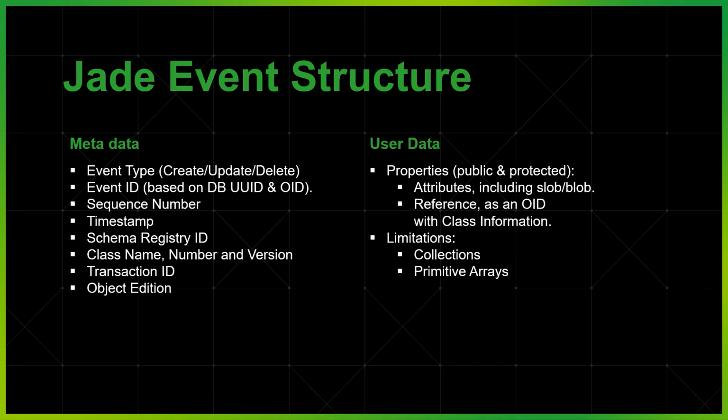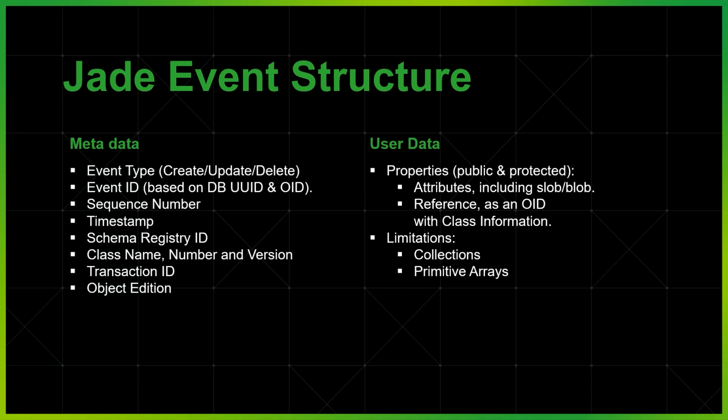A schema registry ID. This is a unique ID for the data contract stored in the schema registry. It is different for each version of the class. A class name, number, and version. A transaction ID, and an object addition.